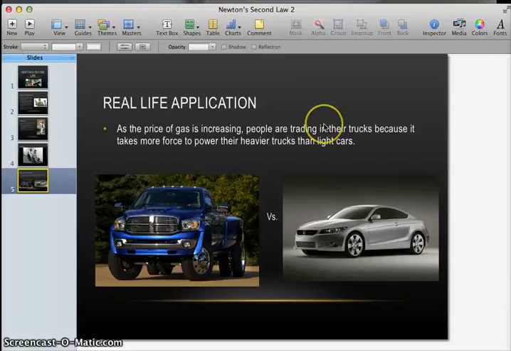A real-life application of Newton's second law is, as the price of gas is increasing, people are trading in their trucks because it takes much more force to power their heavier trucks than light cars. The price of gas is astronomical these days, and a little physics can show us that the lightweight car is a better choice. Thanks. That's a little bit about Newton's second law.